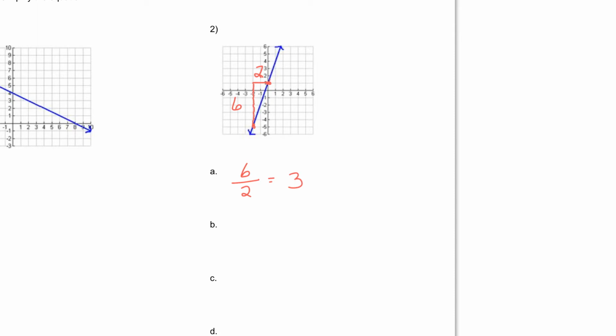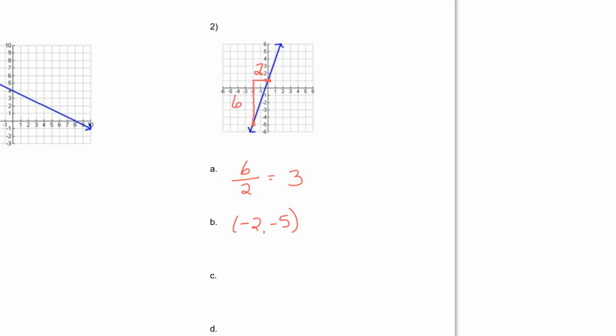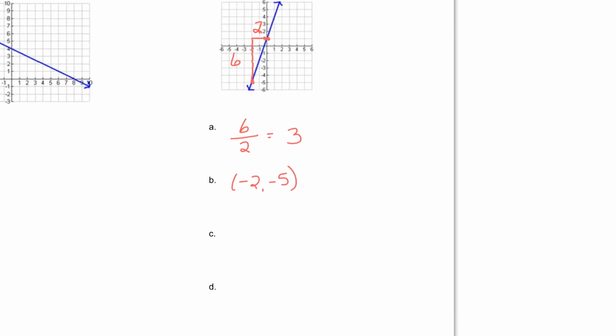Letter B says to identify 1 point on the line. So 1 point on our line, I'm going to go ahead and use this point right here, which is -2, -5. So we have the point -2, -5. And part C says to write the equation of the line. So again, I'm going to refer back to what we did in Module 1. So back in Module 1, we used that table to help us. So I'm going to create that table for us.